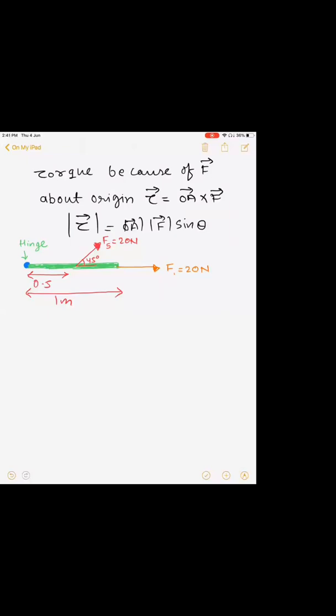Another force F2 is acting in this direction. This is F2. F2 is also 20 Newton. It is acting at an angle of 30 degrees. And another force is there, that is F3. F3 is acting in this direction. The value of F3 is also 20 Newton. Another force is acting on it.